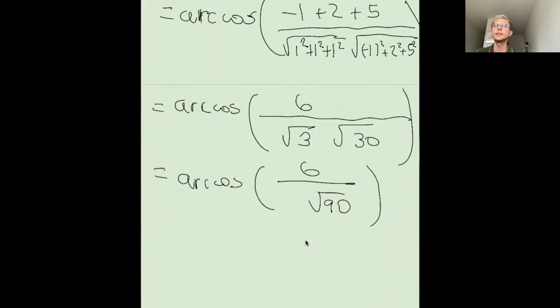But so yeah, this is basically how you use a dot product to find the size of a vector and to find the angle between vectors.